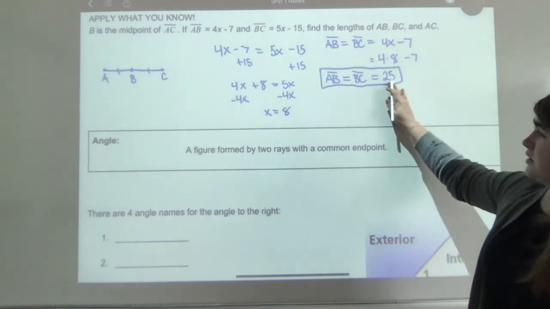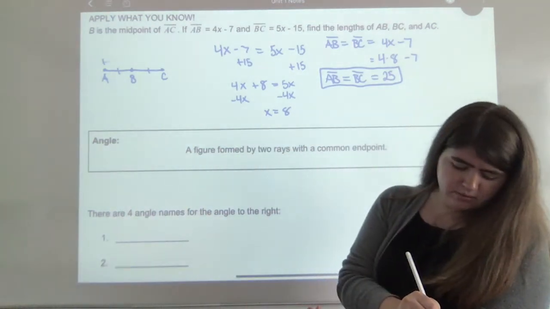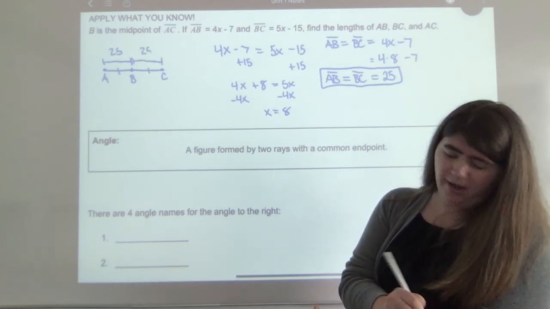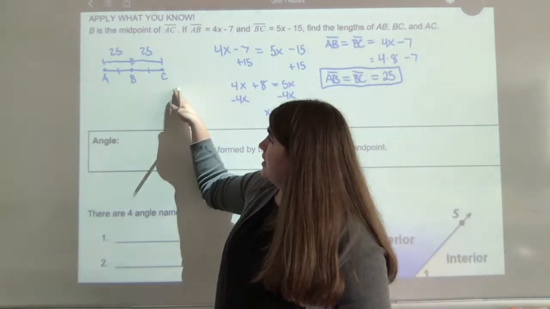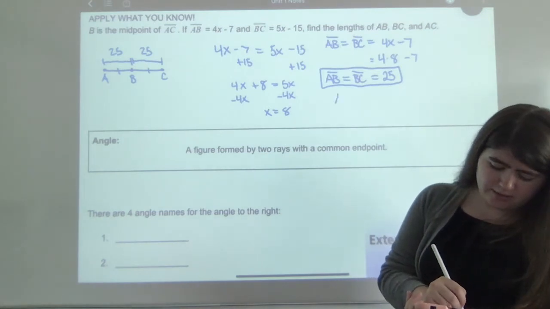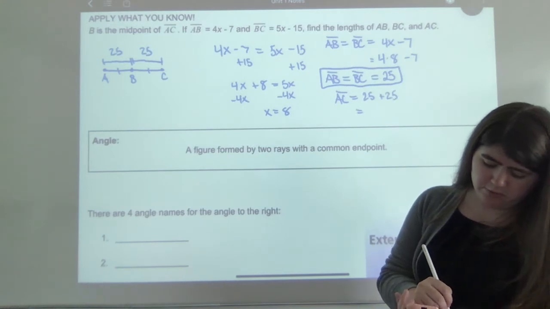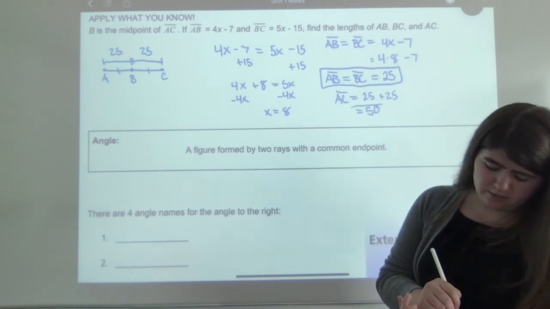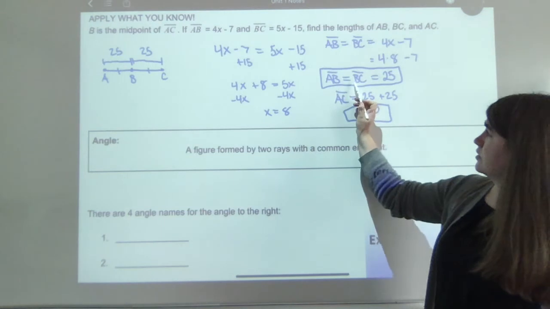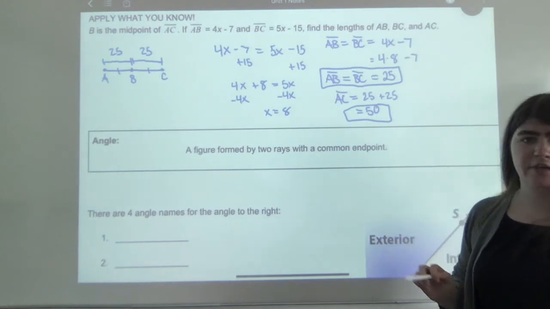Because both segments are equal to 25, if I draw on my picture over here, from A to B is 25, from B to C is 25. If I want the whole piece, I then need to add my two section lengths together. So I have AC is equal to 25 plus 25, which is equal to 50. And this is my answer right there. I have all three pieces. Segment AB is congruent to segment BC, which both equal 25, and segment AC is equal to 50.